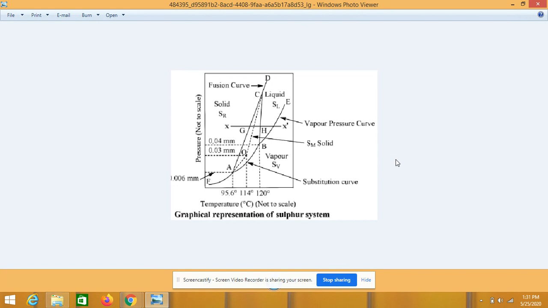Today we discuss the sulfur system. The diagram shows the phase diagram of a sulfur system. That is a pressure-temperature diagram. Before going to discuss this sulfur system, we must know about polymorphism.